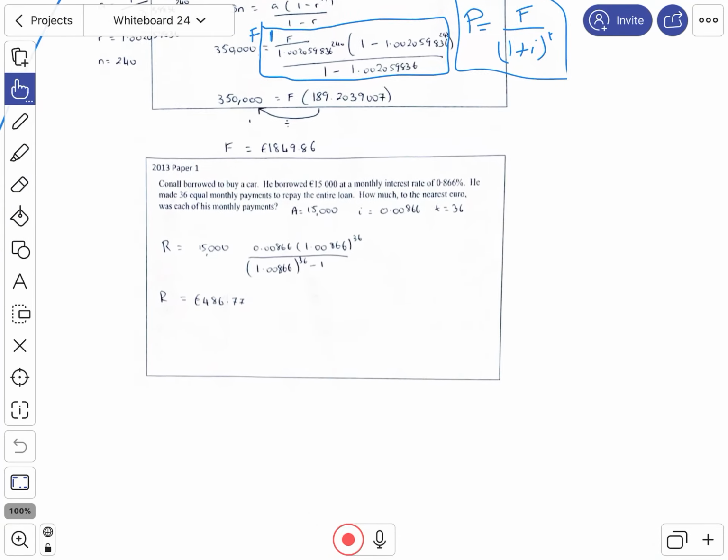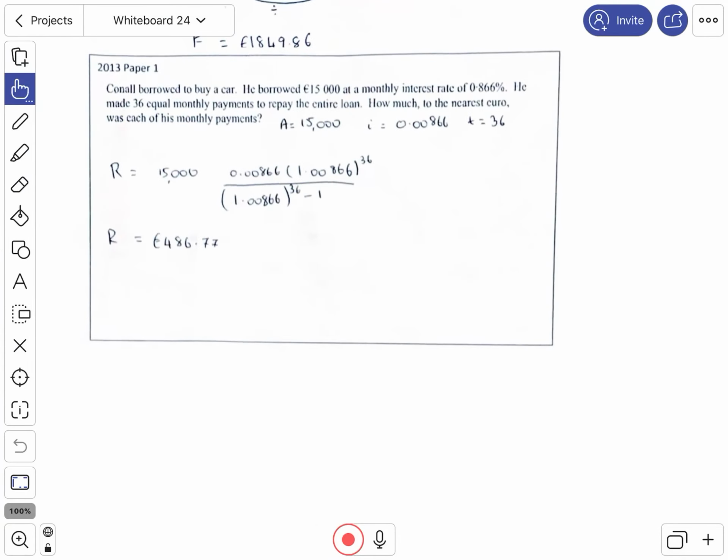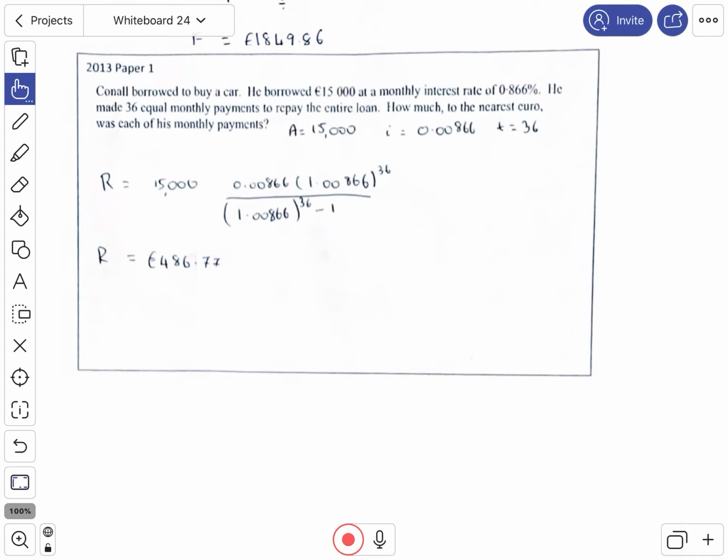Let's take a look then at the last one here. So this is from, again, the 2013 paper 1. We just did, in the previous video, one about Neve. She was the part 1 of that question. This is the part 2. So here we have Connell borrowed to buy a car. He borrowed 15,000 at a monthly interest rate. They've given us the monthly interest rate. He makes 36 equal monthly repayments. How much to the nearest euro was each of the monthly repayments?